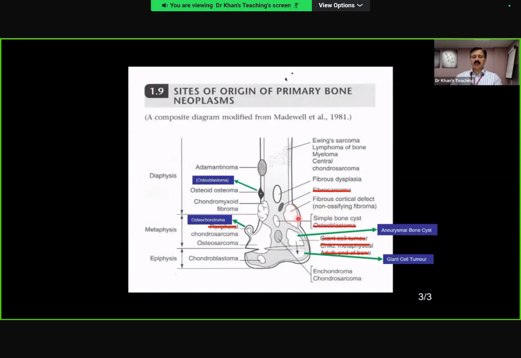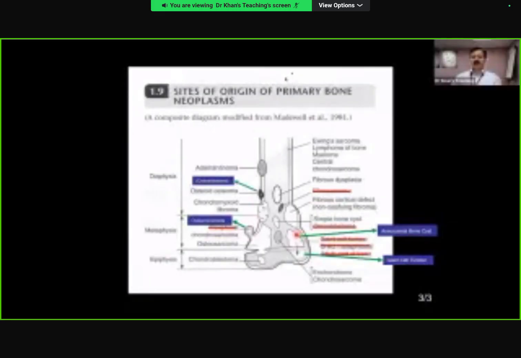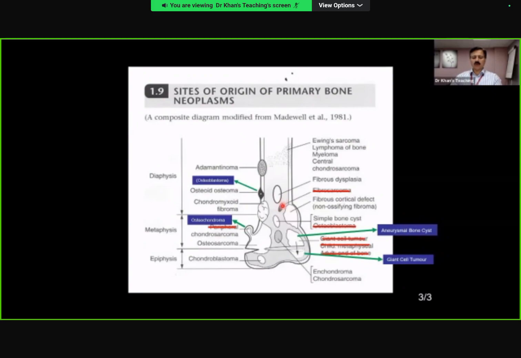It can be a lytic lesion, so this can be in the differential, but you can see the location. I repeat, simple bone cyst is central, aneurysmal bone cyst is eccentric, metaphyseal, and the non-ossifying fibroma or fibrous cortical defect is metaphyseal or metadiaphyseal. It can be in the diaphysis also, and by definition it is in the cortex, but it can of course come into the medullary cavity.